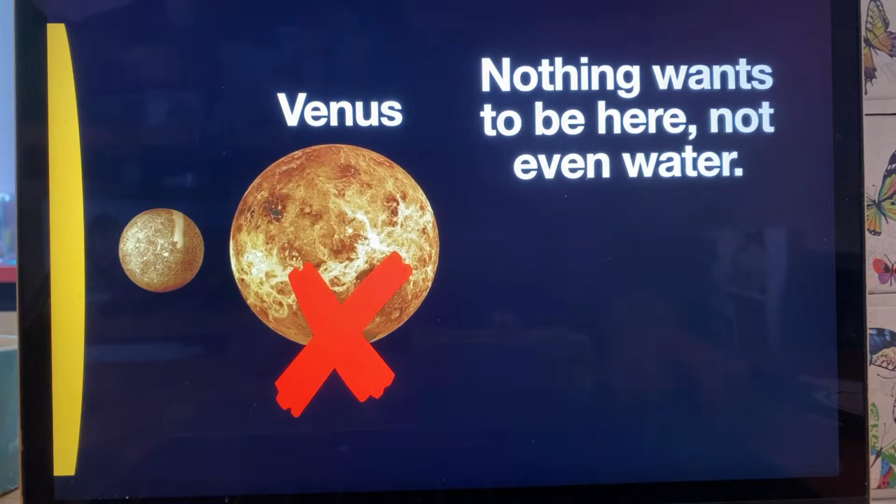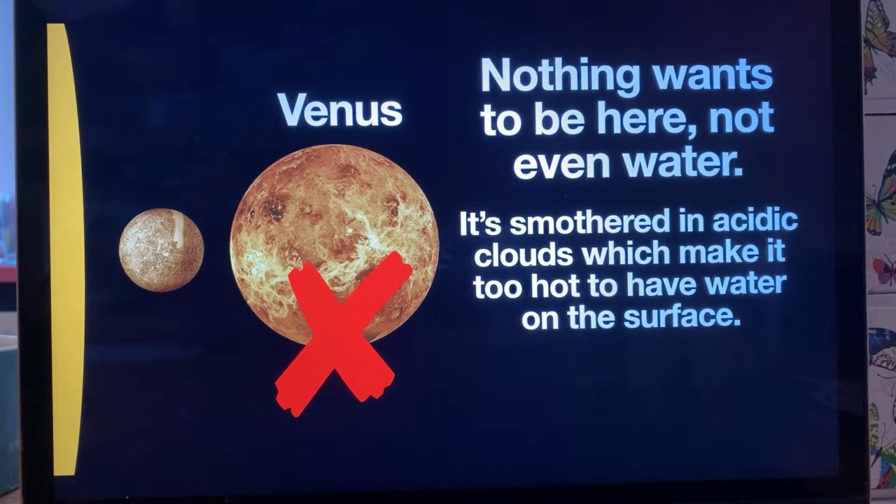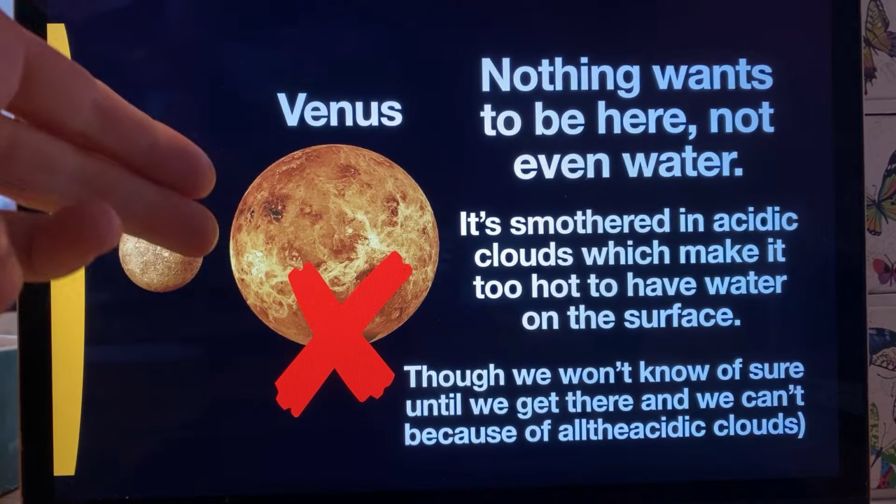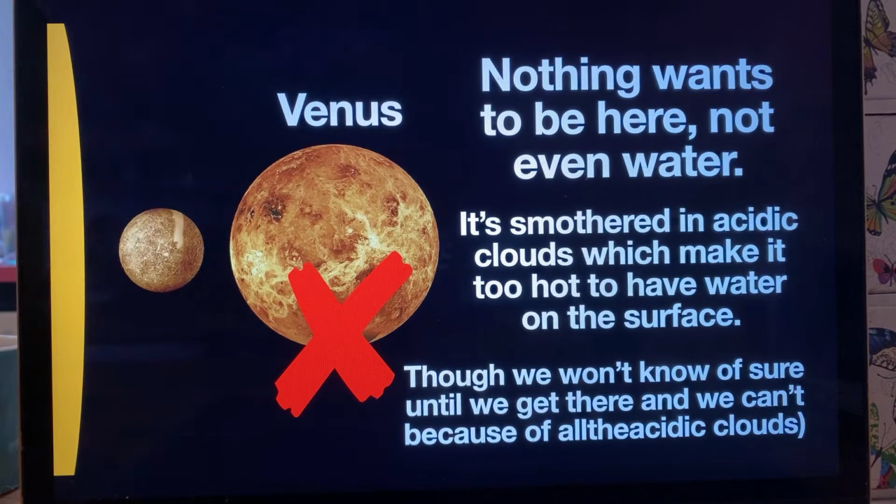Venus, I've just put, nothing wants to be on Venus, not even water particles. Venus is famously surrounded by acidic clouds, very thick atmosphere. So it's really hot on Venus. The water would just boil away from the surface. But actually, we can't really get there because of all the acidic clouds. So, you know, don't speak too soon. But as far as we know, no, there's no ocean on Venus.